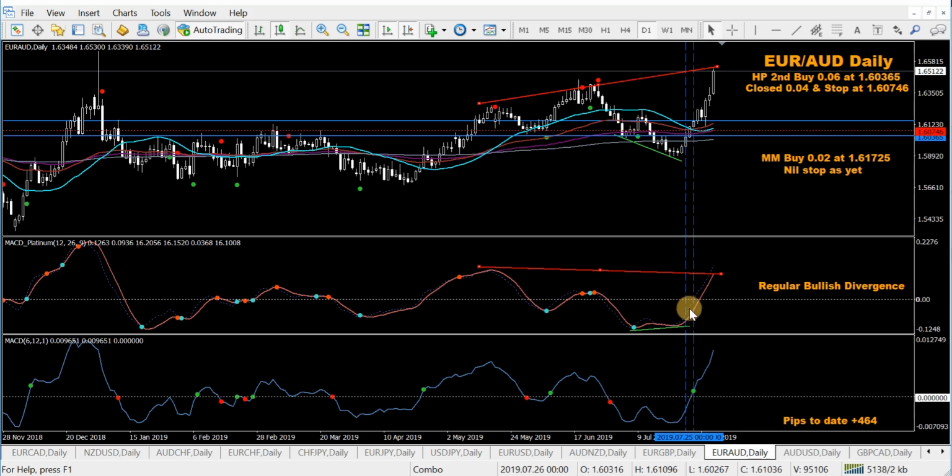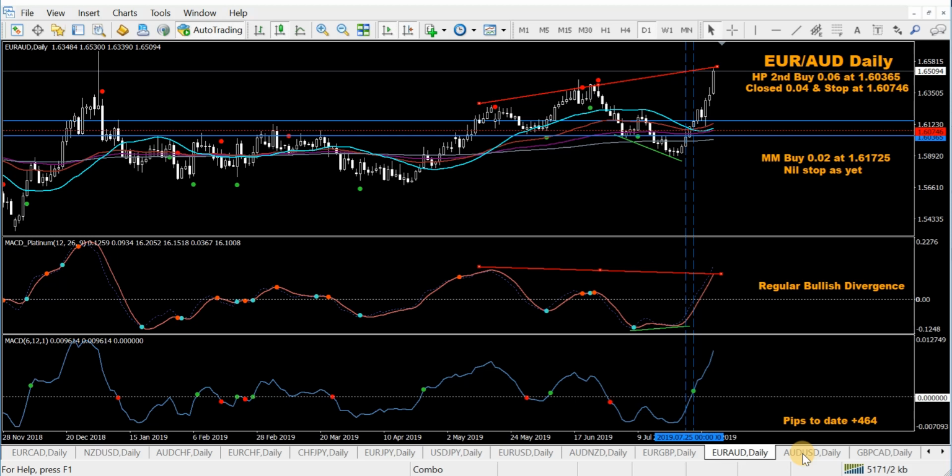So in the meantime, I took a high probability buy here, drew a trend line through there, and it broke the trend line. Took a second buy trade at this level, 0.06, closed 0.04, and got a stop in place. Then I took a Mod MACD buy, which has gone very nicely. We're already up 464 pips, which is great, and we're up a bucket load more, which is all good. So it's a good pair.